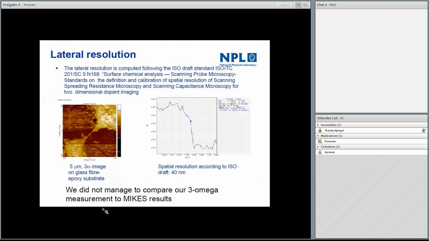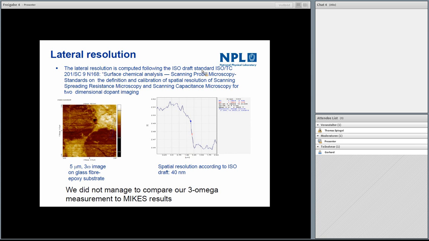Resolution, and we have to demonstrate lateral resolution in all cases. Now, I've not shown it before, but for electrical resistivity, there is a definition in the ISO draft standard, which is similar to what chemical analysis or surface analysis people will use. So you will need to measure a step change, and you will measure the value at 10% and 90%, and this will give you the lateral resolution.